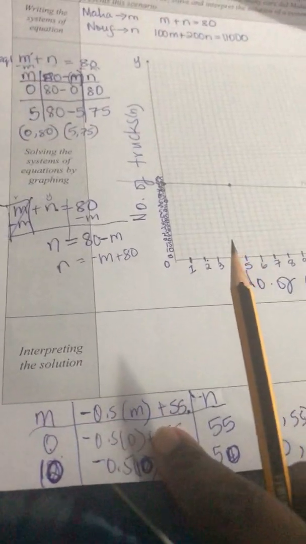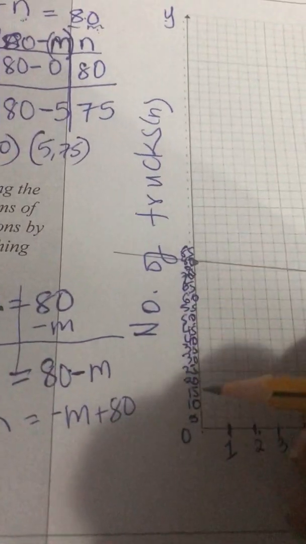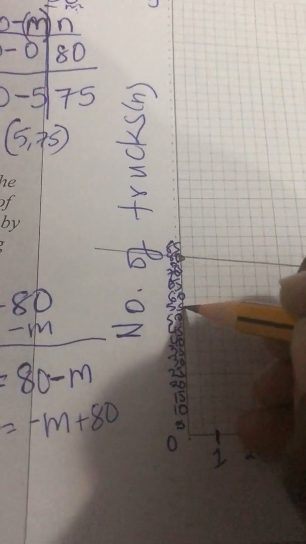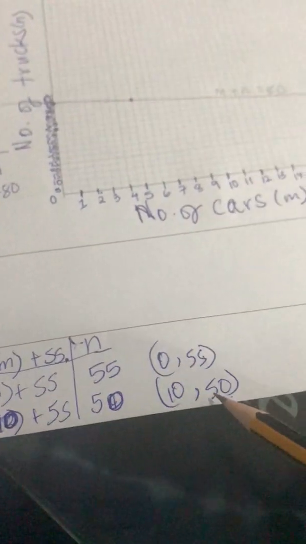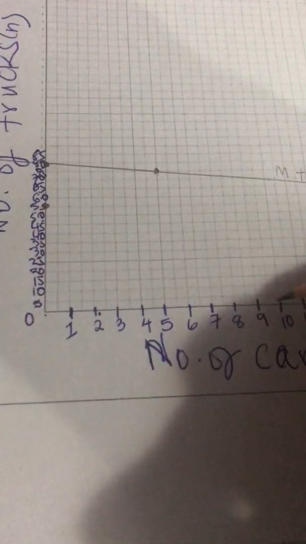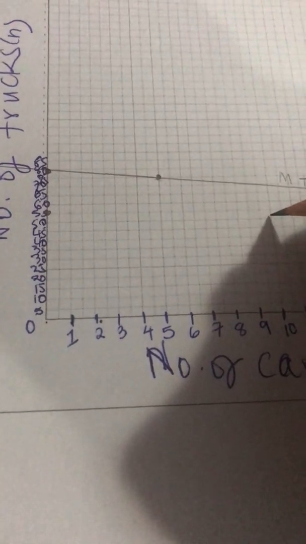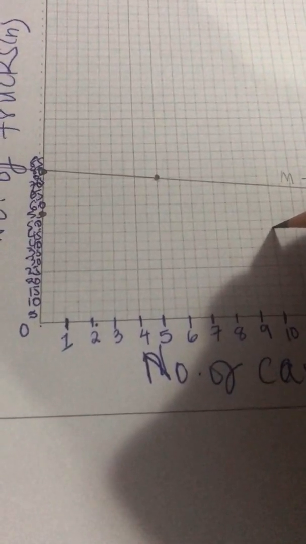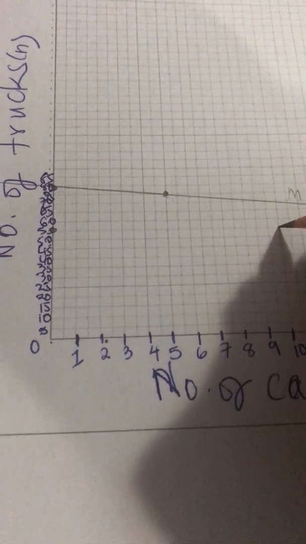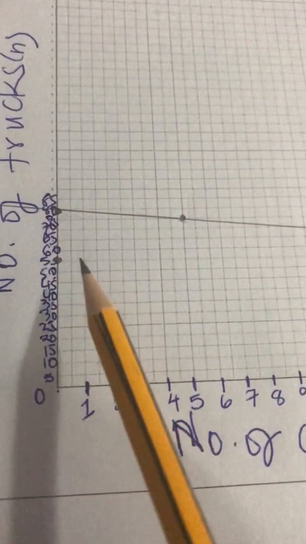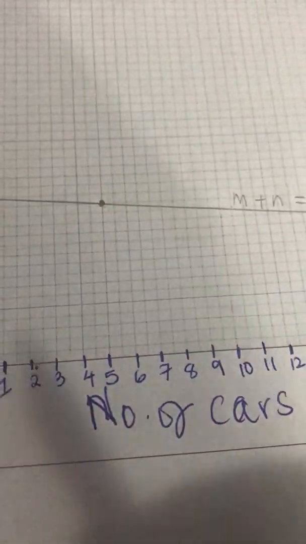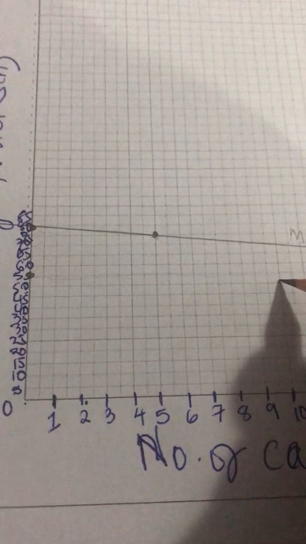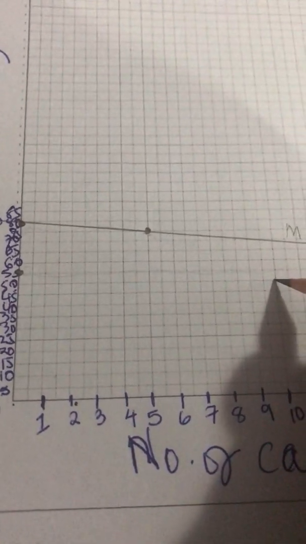Now I want to do the second equation. So I'm going to use my second table. 0 and 55 is right here. And then 10 and 50. If this is 55, I want 10 and 50. One box down.